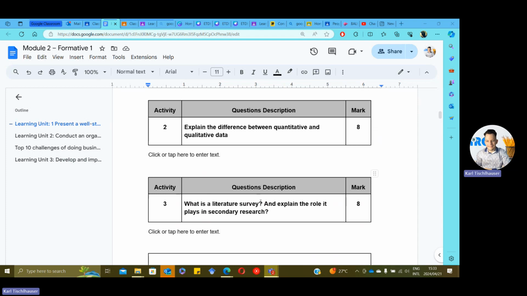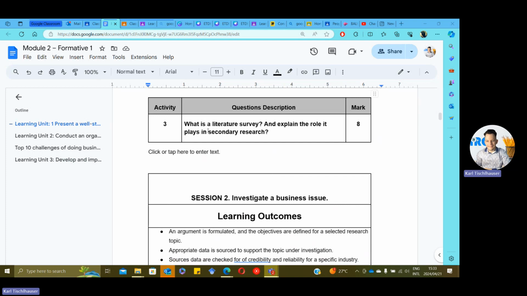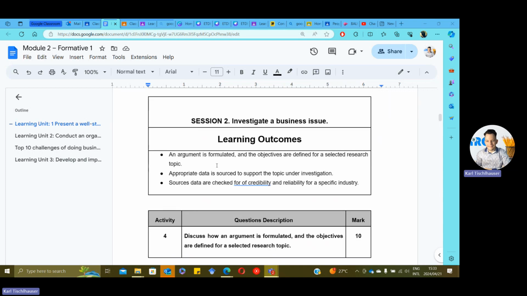Activity 3 says, what is a literature survey and explain the role it plays in secondary research. We spoke about literature surveys and how it's practically the same as a literature review. But remember that in secondary research, we're looking for existing information, existing data. So when you're doing secondary data research, your literature survey is often a further anchoring point for your research. It provides your secondary data with additional support. There are many other reasons why the literature review is important in secondary research. Let's keep going.